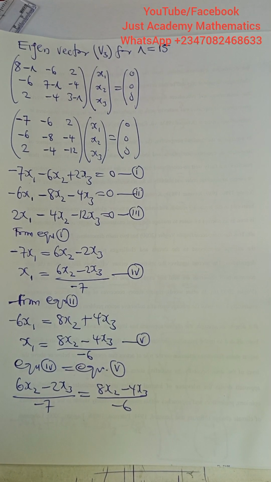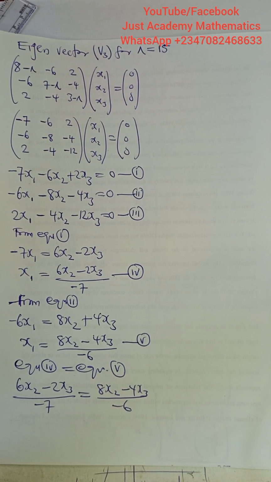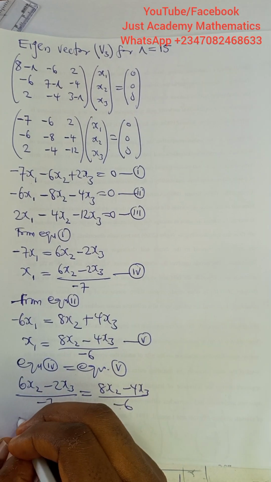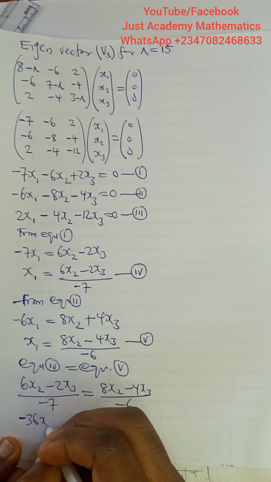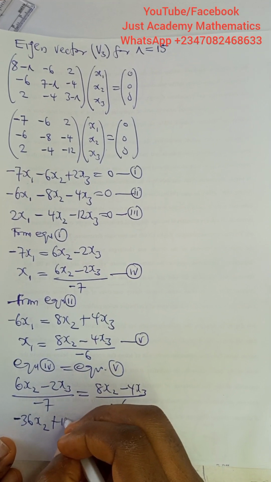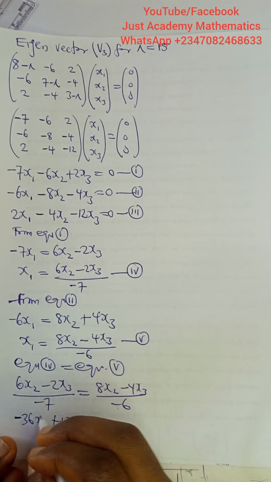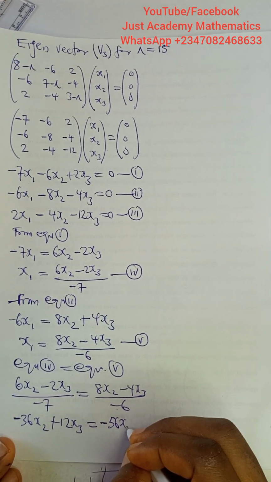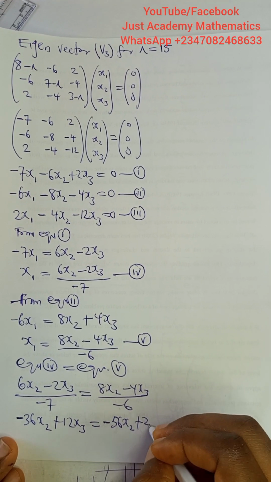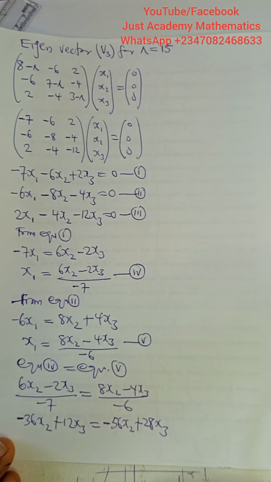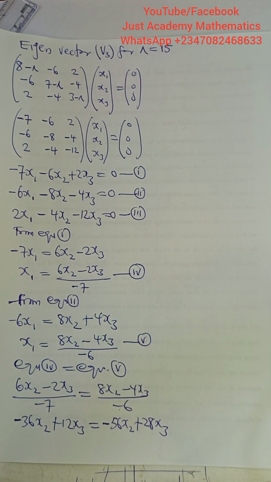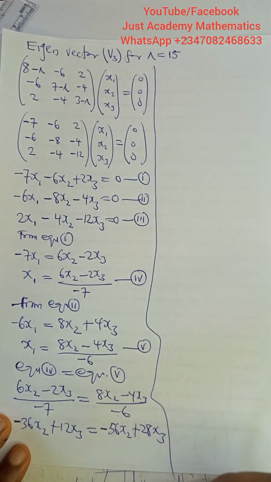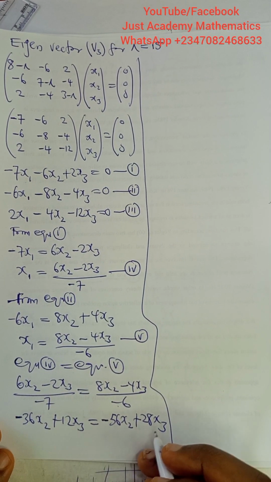So we have 6 times minus 6 will give me minus 36x2 plus 12x3 is equal to 7 times 8 will give me minus 56x2 plus 28x3. Then we can now collect like terms, just like the same thing we did before. Let me put it here because I will need that space.